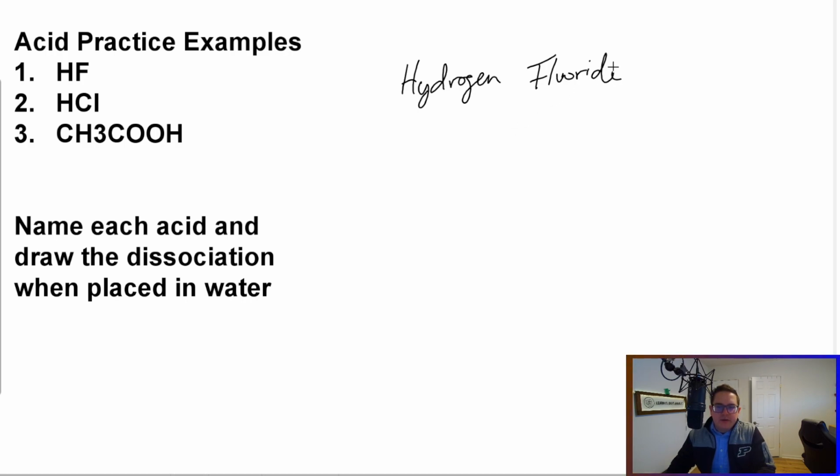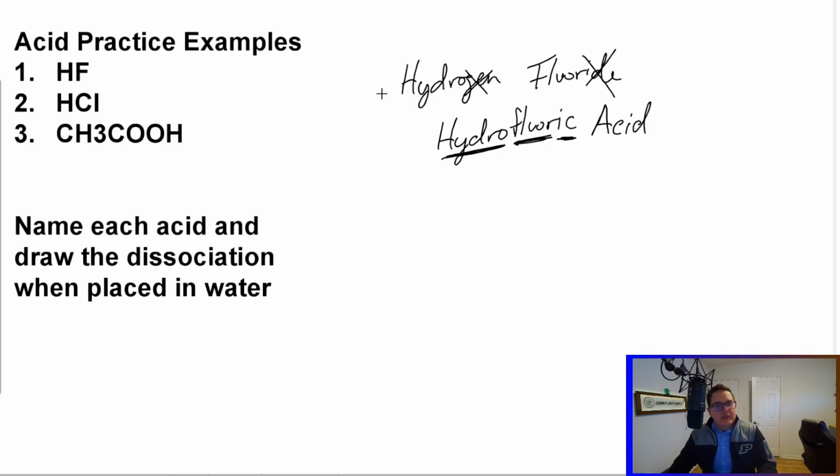But we chop off that ending. We don't want that ending anymore. We're going to chop that off. And instead of hydrogen fluoride, this becomes hydrofluoric acid. There's the H, there's the F, plus the ic acid. Pretty straightforward.